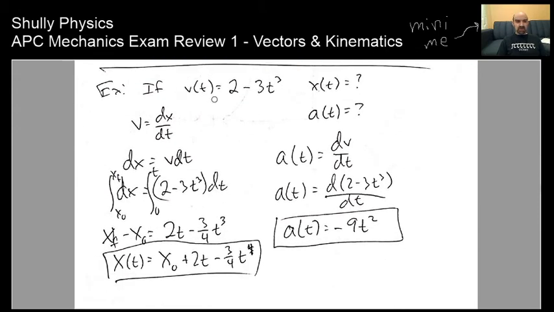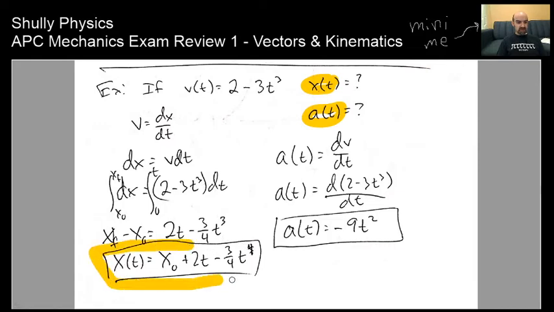All right, this is one more example. If you've got a velocity function, what is the displacement and acceleration function? So first off, to find a displacement, you'll rearrange dx over dt, so you have dx equals v dt, just like in the previous example with non-constant acceleration. And you end up with integrating 2 minus 3t cubed, and you get the funky looking displacement down here at the bottom.